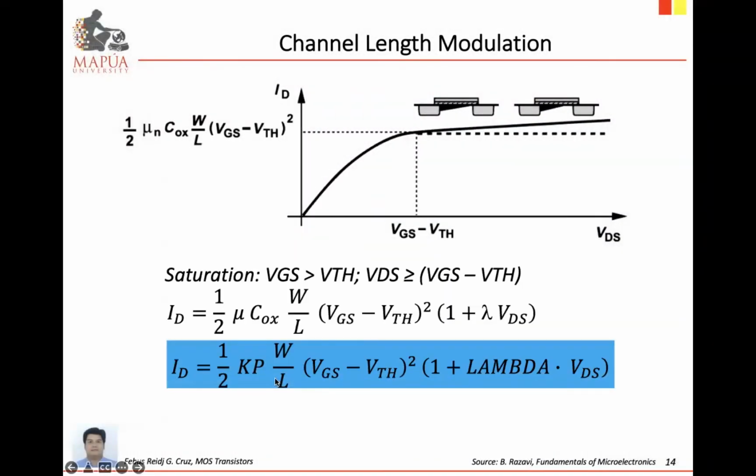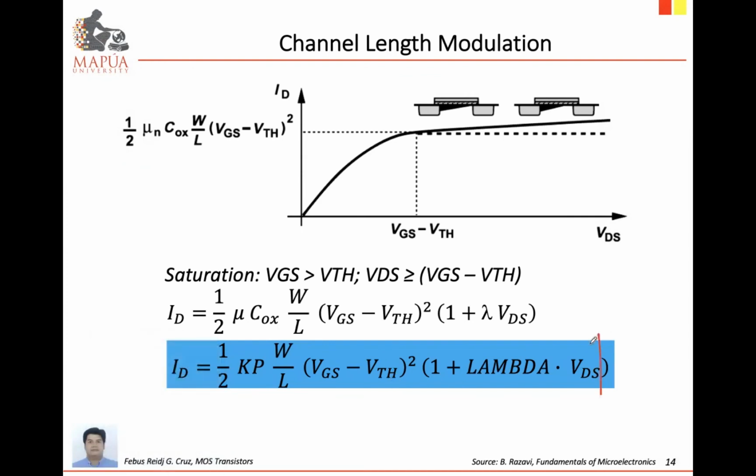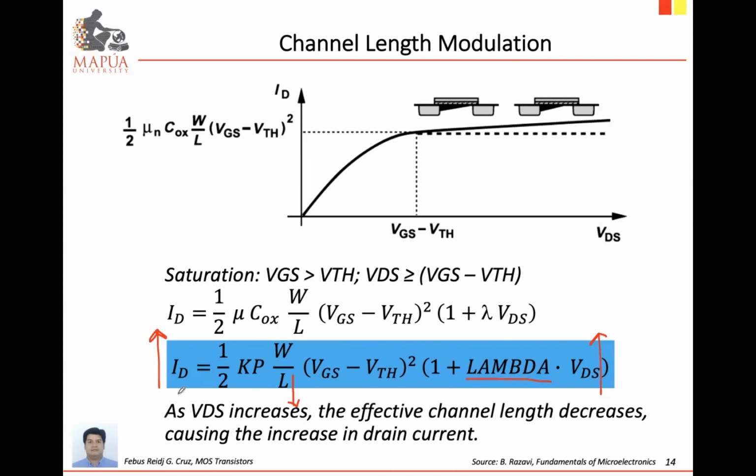Please confirm if you can see the slides. Yes, sir. Okay, thank you. Again, when the VDS increases, because of the lambda parameter, the effective channel length decreases and the drain current increases. As written, as VDS increases, the effective channel length decreases, causing an increase in the drain current.